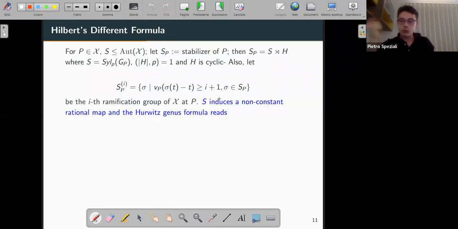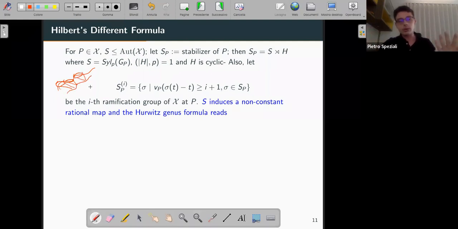Since an automorphism induces a non-constant rational map, we can think geometrically as follows. We have automorphisms, then a finite group will act on the points, these are orbits, then you identify points which are in the same orbit. Orbits might be long or short, and this gives you an underlying curve, which is called the quotient curve.